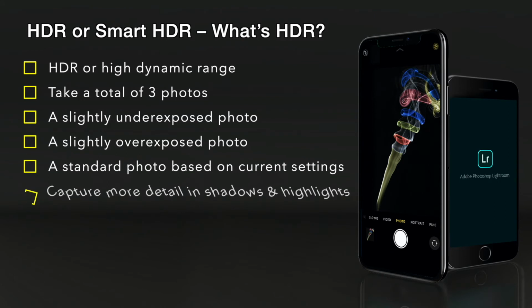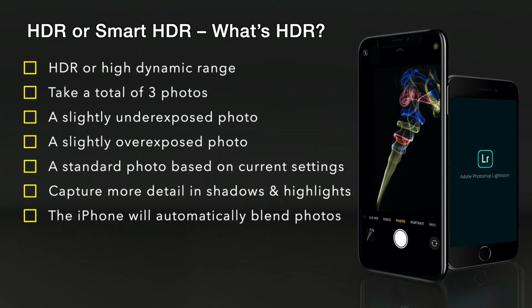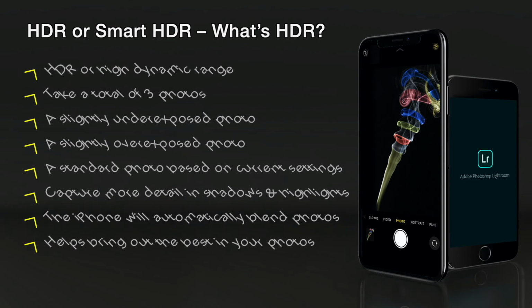Now this is to capture more shadows and more highlights, and then the actual iPhone automatically blends them all together to give more of a perfect photo. So this is a great function just to keep switched on, because it will actually automatically take some HDR photos and bring out the best in some of your photos.